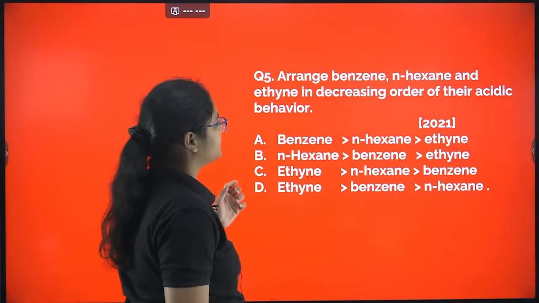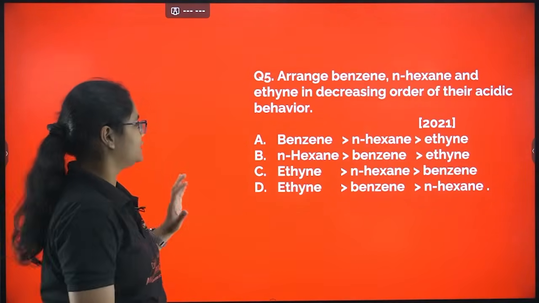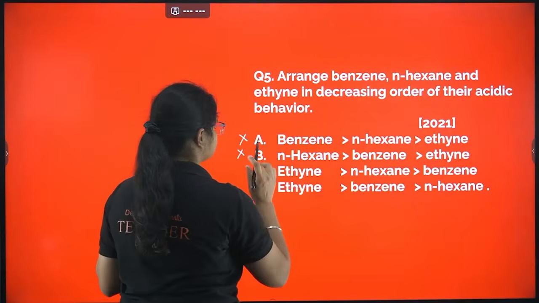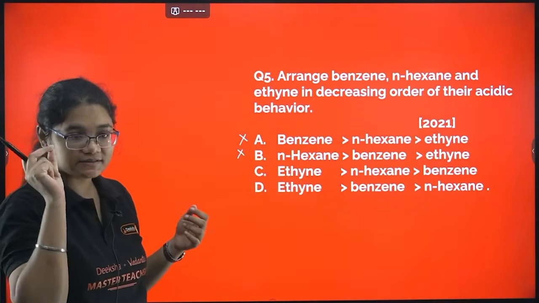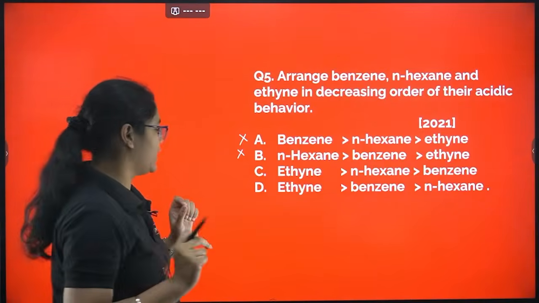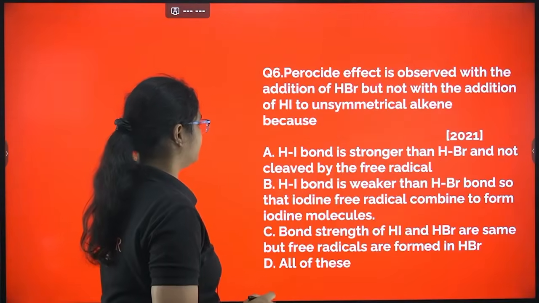Next, arrange benzene, n-hexane and ethyne in the decreasing order of their acidic character. So ethyne will definitely be highly acidic because after it gives H plus, the stability of the conjugate base is very high. After that we have benzene and then we have n-hexane, so option number D here.